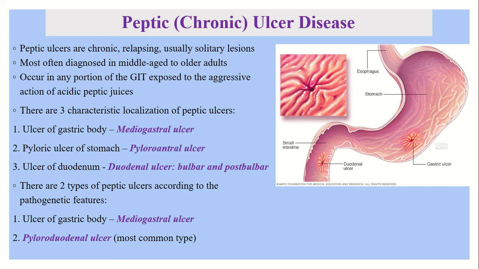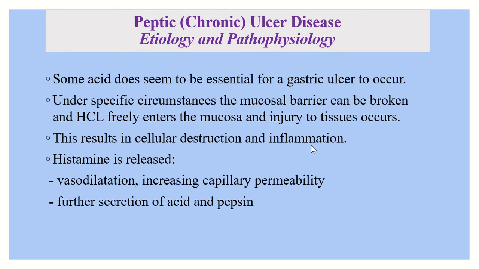And there are two types of peptic ulcer according to the pathogenetic features, which have different pathogenetic mechanisms. One of them is the mediogastral ulcer, and the second one is the pyloroduodenal ulcer, the most common types of the ulcers.